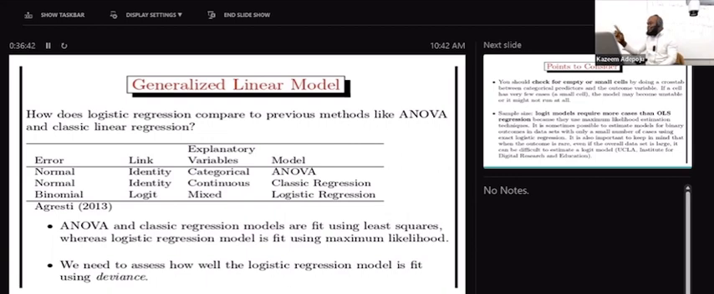Now let me also tell you this. The method we use for general linear model is the ordinary least square. I'm going to say that again. The method that we use for general linear model is ordinary least square. But which method do we use for generalized linear model? We use the method of maximum likelihood. Please take notes. Go ahead.